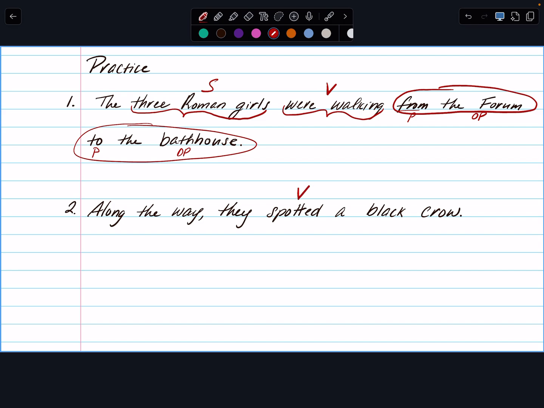Now we have to ask ourselves, who or what is doing the spotting? They. So they in English is our subject. But let's put on our Latin caps for a moment. In Latin, is there a separate word for they? There could be, but more often than not, where is the they hanging out? How do we know it's they? Where is the subject? Ariella? Yeah, it's in the ending. Exactly right. Latin's actually super efficient, which is kind of nice. But for English purposes, that's our subject.